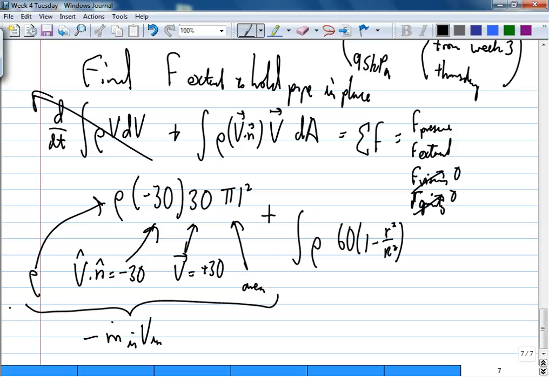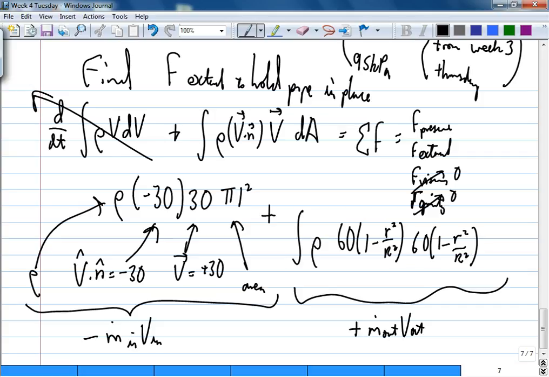The minus comes about because the v dot n is negative. When your velocity is entering the control volume, it'll be negative because you're going in the opposite direction of the normal vector. And this term here, once I'm finished with it, will be plus m dot out v out. So rho v dot n, and the velocity again, 60 (1 minus r squared over R squared), rho v dA. I can break the area integral into a line integral, 2 pi r dr, so I integrate from 0 to 1. Is that alright?